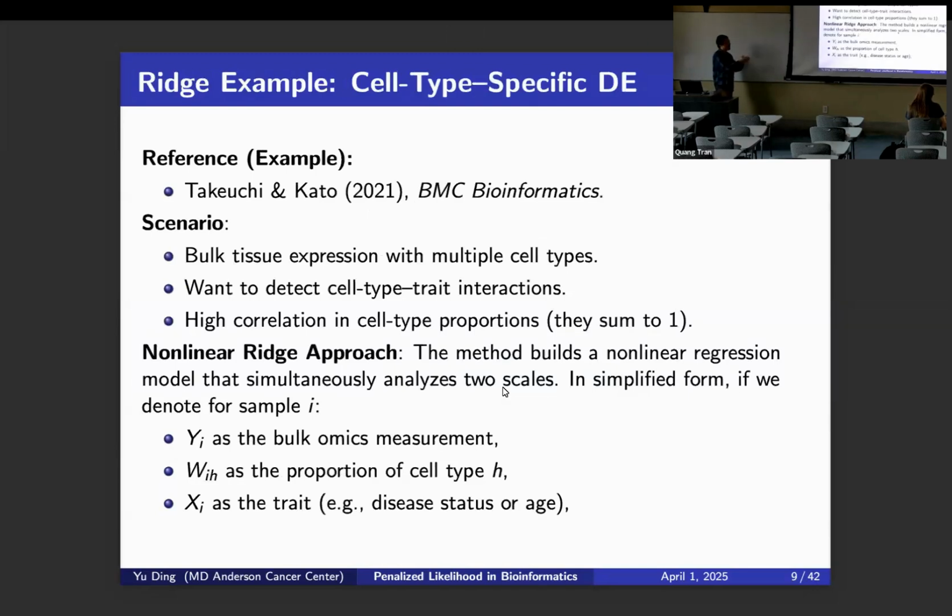Okay, let's talk about the example here in bioinformatics. This publication is from 2021, so it is relatively new research. In this research, the topic is cell type specific differential expression, which means that the researcher tried to analyze the cell type difference given different subgroups.